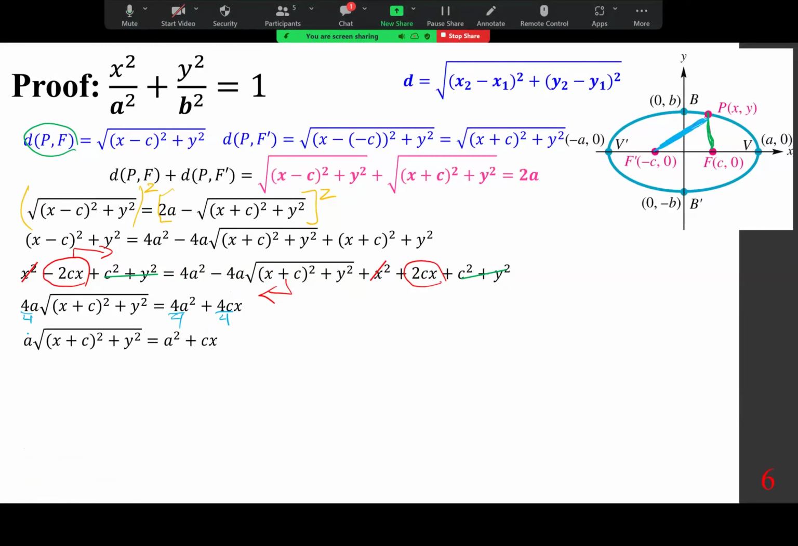And now we are going to raise it to the power of 2 again. This gives you a squared, and this comes out. This gives you a to the power of 4 plus 2 times this 2, which is 2a squared cx, or 2ca squared x, however you want to mention it, and this is c squared x squared. So raise both sides to the second power.